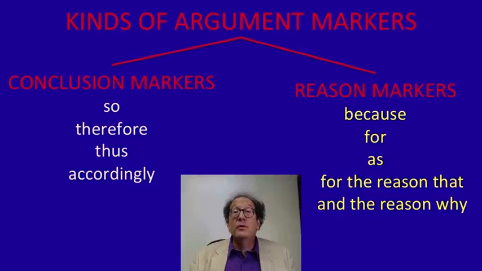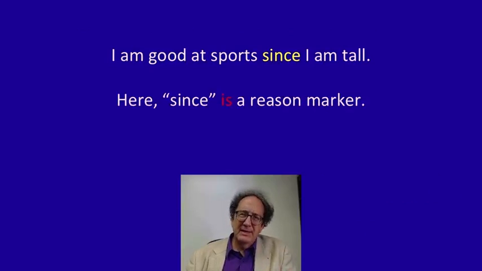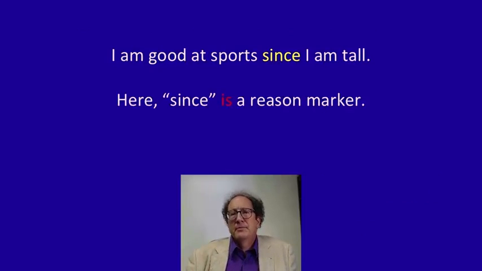All of these words, both the conclusion markers and the reason markers, indicate that there's an argument present, but only in some cases. You can't just look at the word and figure out whether it's an argument marker or not. You have to think about the role that it's playing. A perfect example of that is another reason marker, since. You can say, I'm good at sports since I am tall. And then it looks like you're presenting the fact that you're tall as a reason why you're good at sports. But the word since doesn't always play that role.